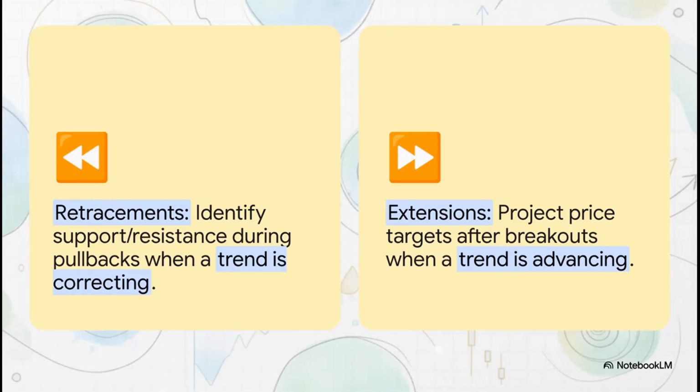So, let's just boil this down because it's a really important distinction. Here's the easiest way to think about it. Retracements, they're for when the market is taking a breather, pulling back inside a trend that's already happening. Extensions, that's for when the market's done resting and is now sprinting forward, breaking new ground. One's for a pause, the other's for a push.